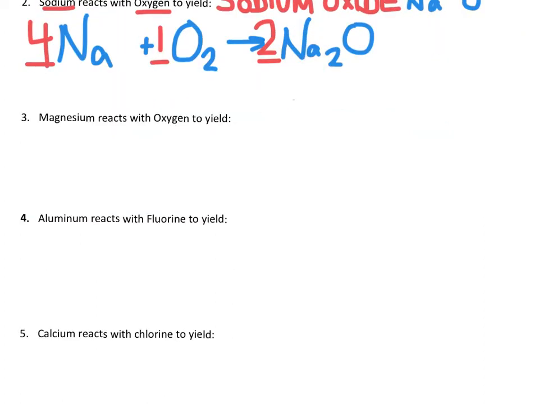Magnesium reacts with oxygen to yield... All right, so magnesium and oxygen are going to react to create something new. Okay, well, magnesium is a metal. So if it's a metal, that means it's going to be an ionic compound. So this is going to be magnesium oxide.